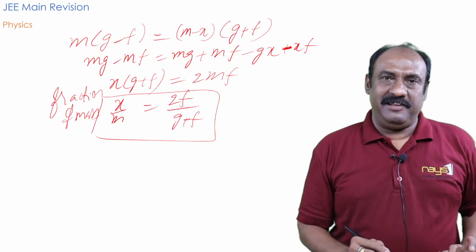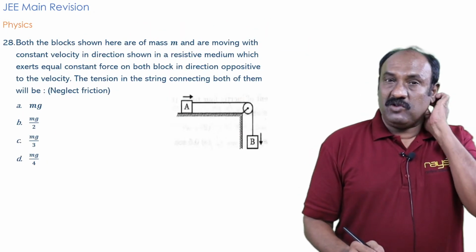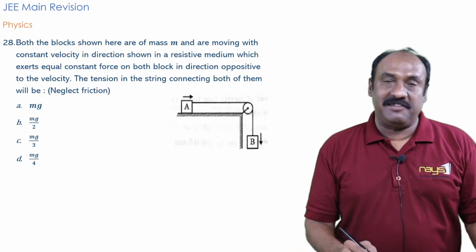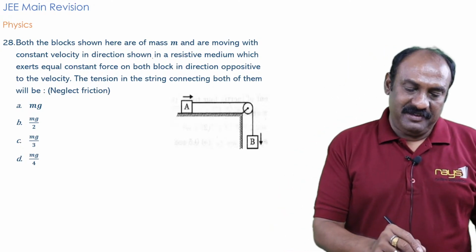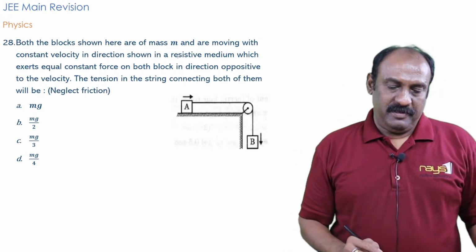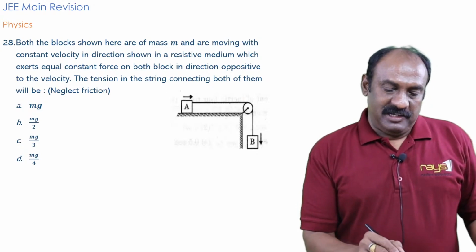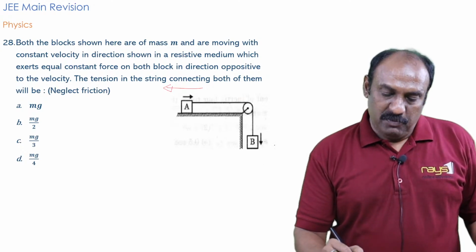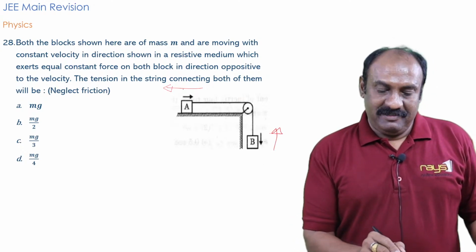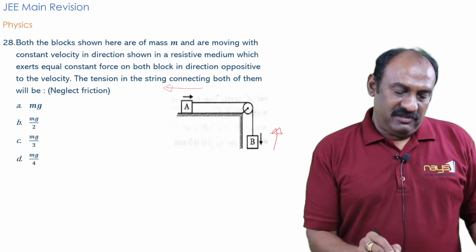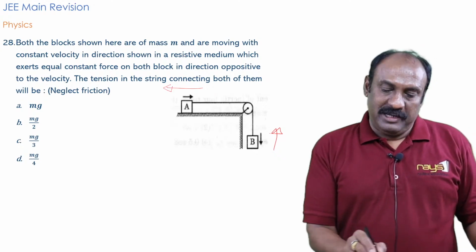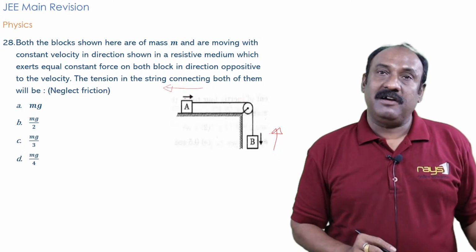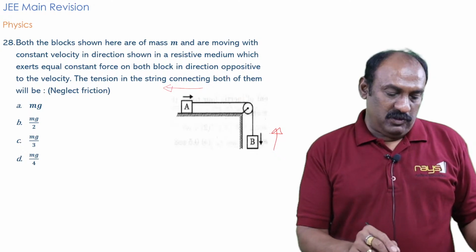Another basic question it is. Question number 28. Both the blocks shown here are of mass m and are moving with constant velocity in a direction shown in the resistive media, which exerts equal constant force. When this block moves like this, this is the resistive force. When this block moves down, this is the resistive force. But this resistive force is constant in both directions, opposite to the direction of the velocity of this block. The tension in the string connecting both of them will be.